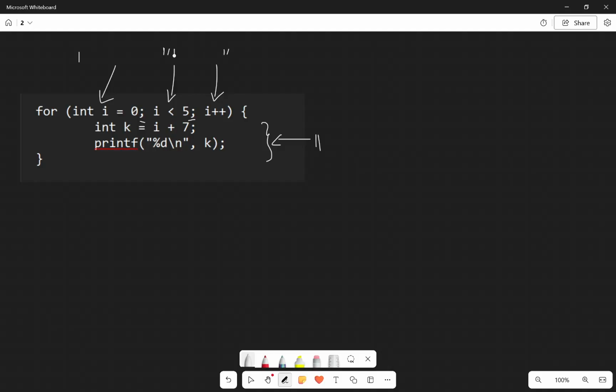Then again it checks. Now i's value is 3, still less than 5. Body gets executed, gets incremented. Then again checks. Now its value is 4. All right. Sorry, so now after three increments, it should be 3. Okay, now its value is 3. So at the first condition, let's go from the beginning. I messed it up.